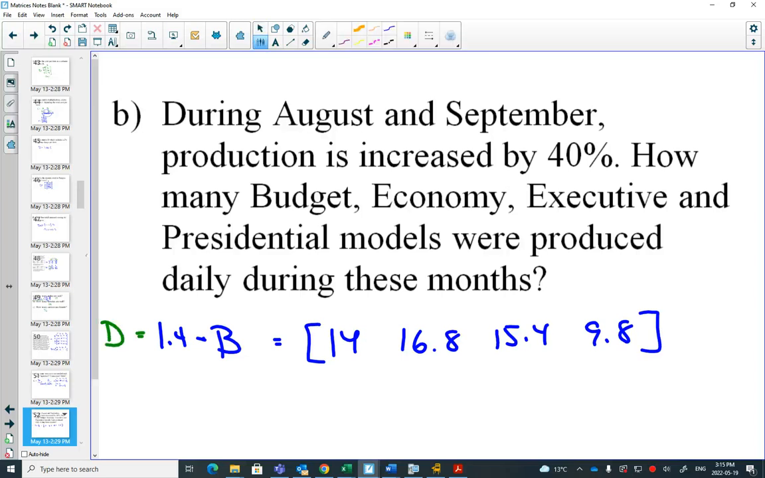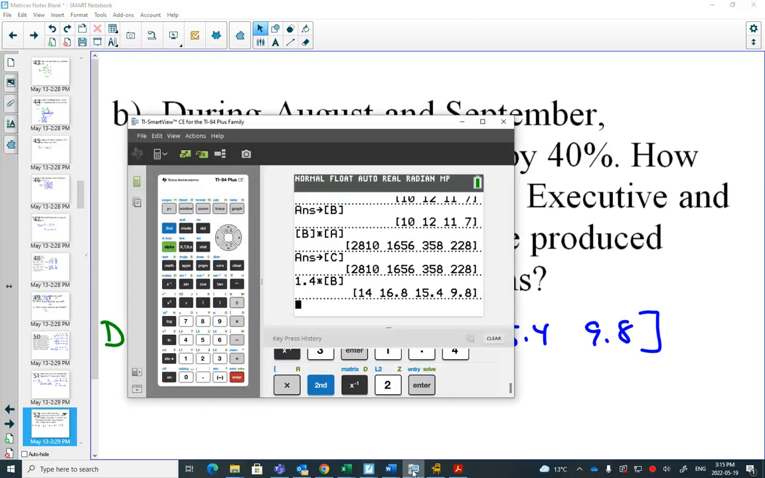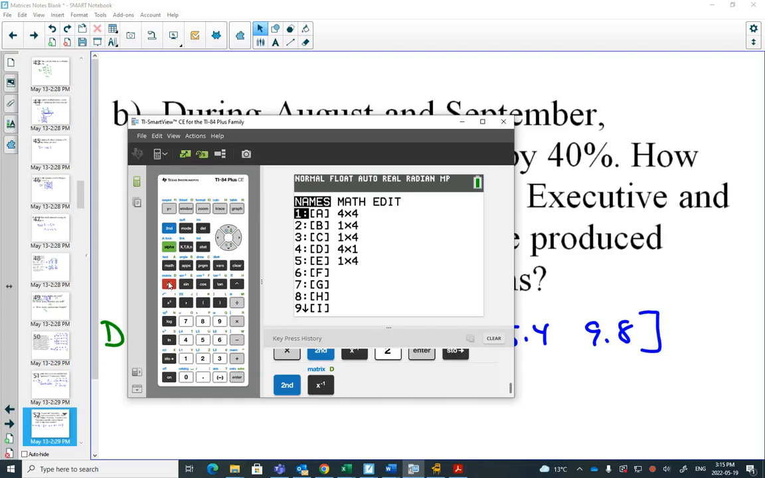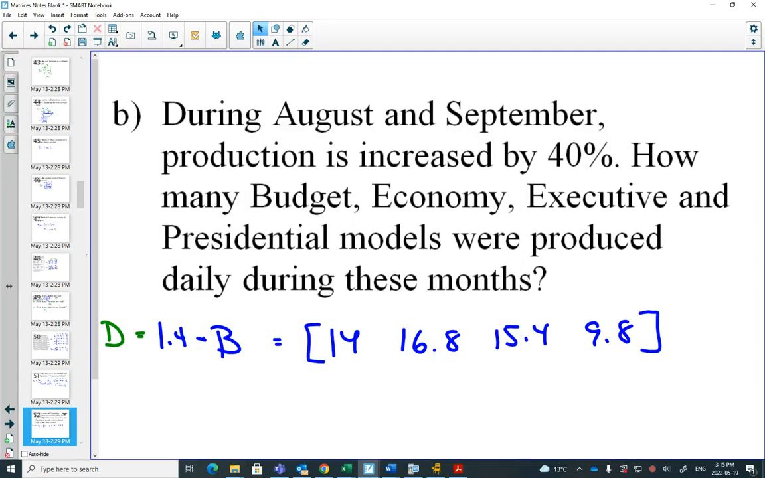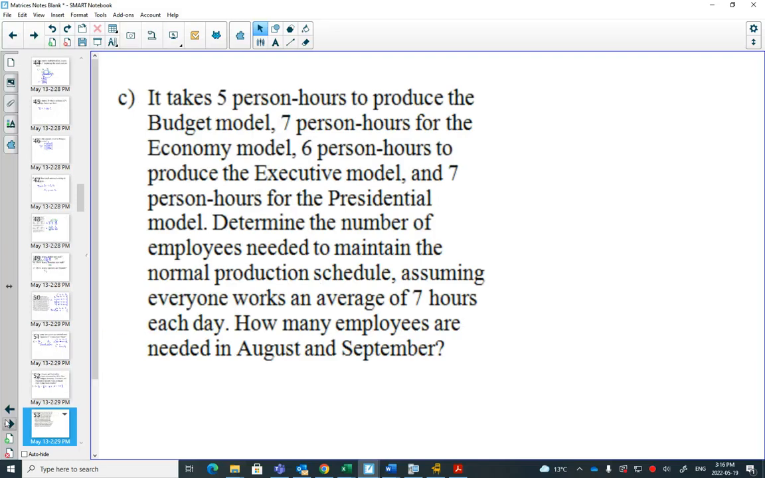Just because I may need this answer, and I haven't used D yet, I'm going to store this as matrix D. This kind of makes sense. You could be almost done making something at the end of the month and not be done at the end of the day. Whew, that's a lot of words.